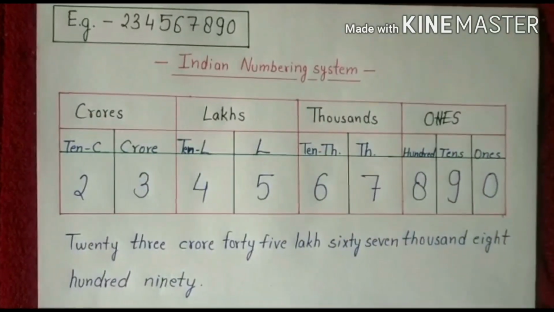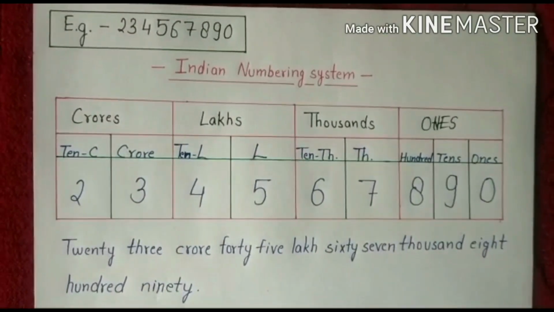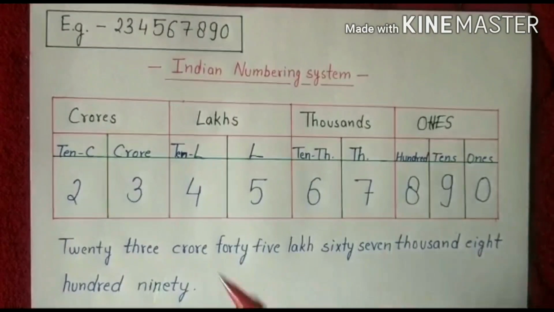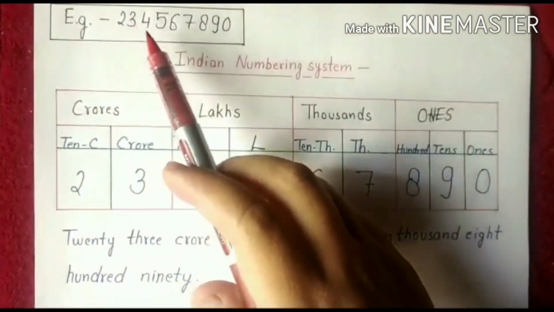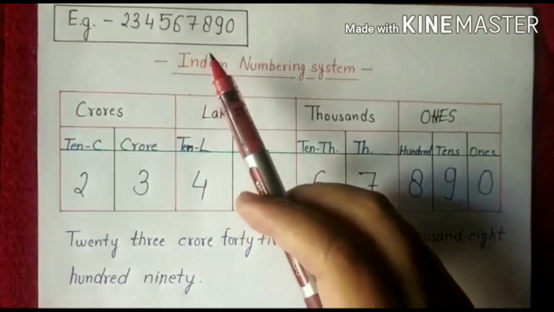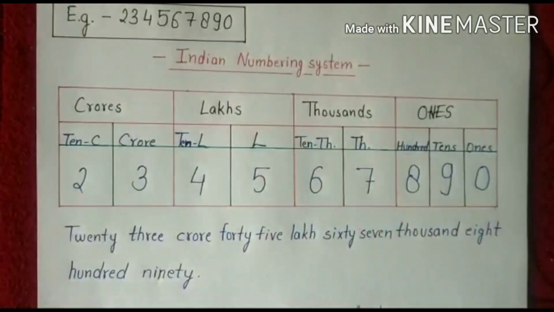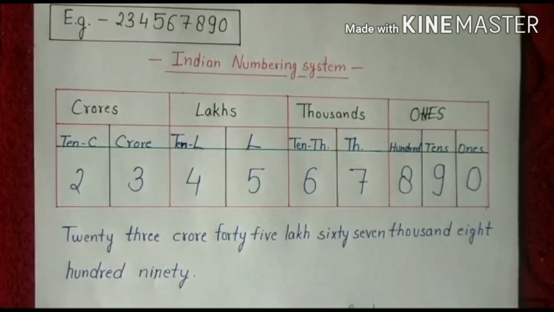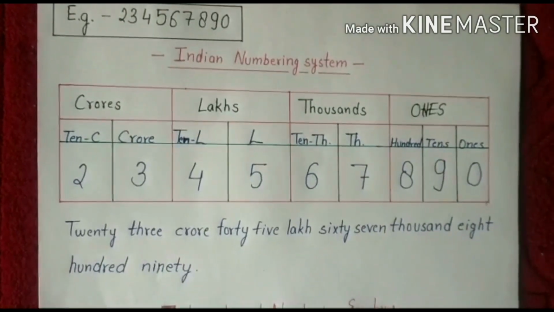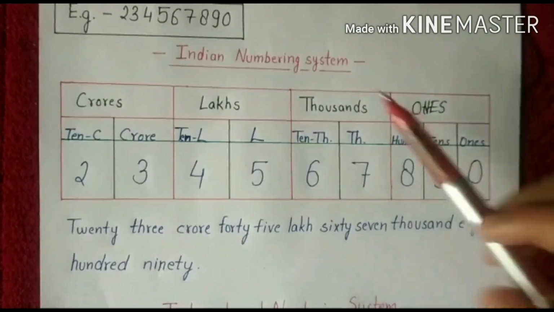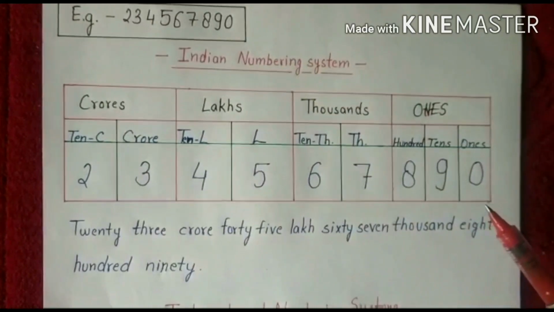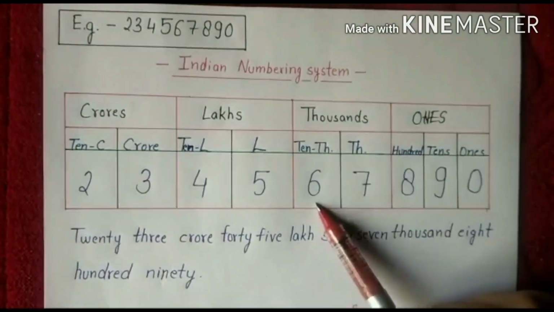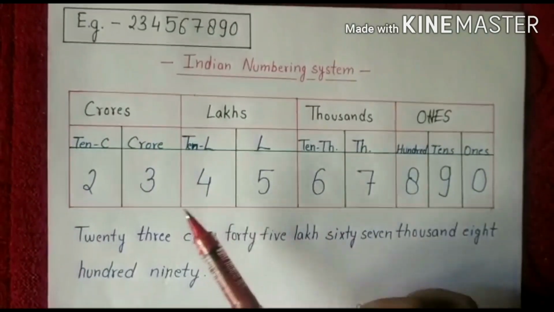Let us understand both systems with the help of one example. Here we are taking a 9-digit number as an example: 2, 3, 4, 5, 6, 7, 8, 9, 0. Do you know, my dear students, what exactly the name of this number is? Before naming, we have to group the digits. In the Indian numbering system, we start grouping from the right in a group of 3, then further in groups of 2, and so on.